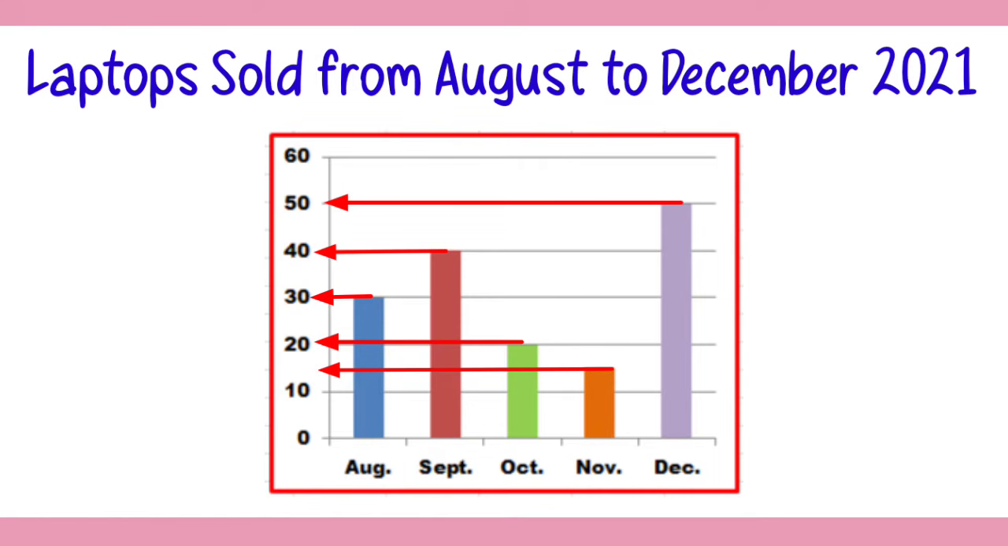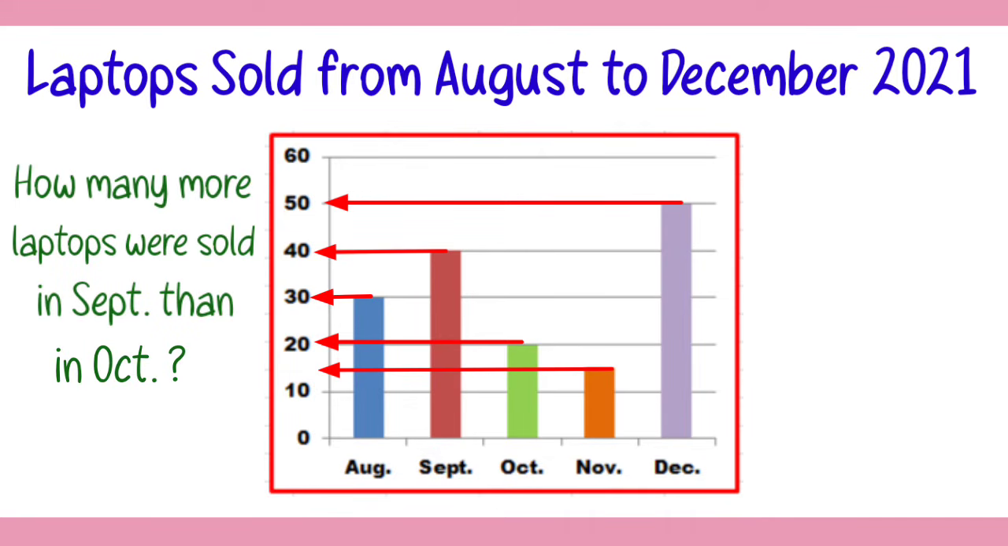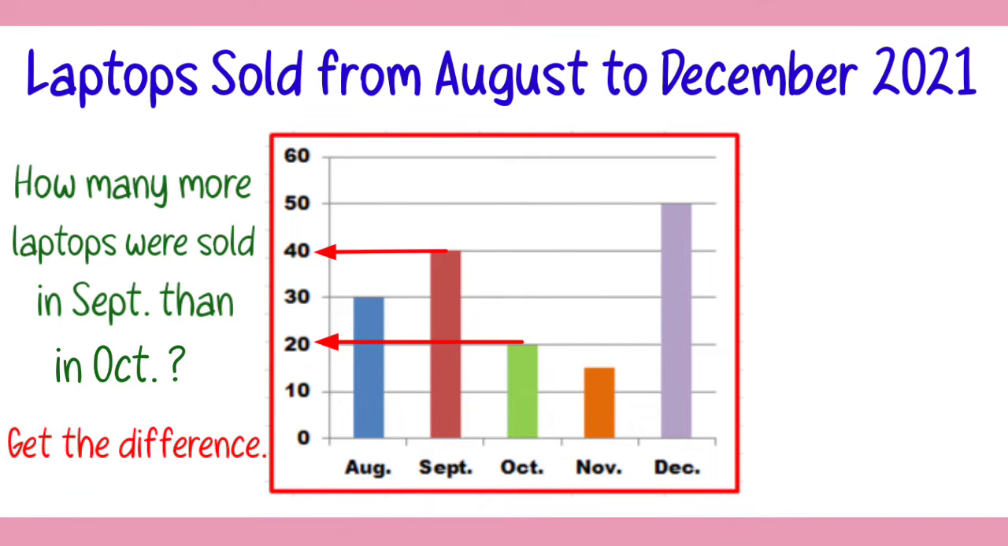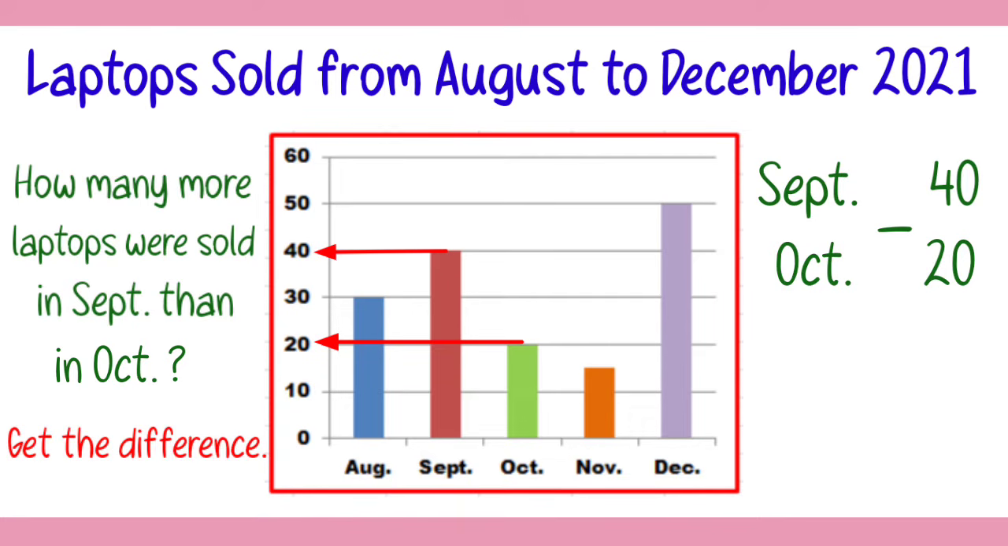As easy as that. Okay, question. How many more laptops were sold in September than in October? What should we do? We have to get the difference between the number of laptops sold in September, which is 40, and in October, which is 20. Alright, so 40 minus 20 is 20. Therefore, there were 20 more laptops sold in September than in October.